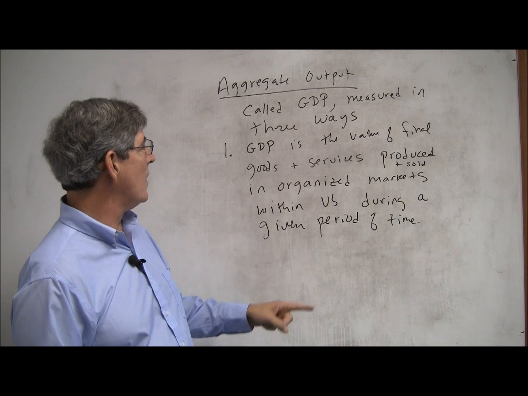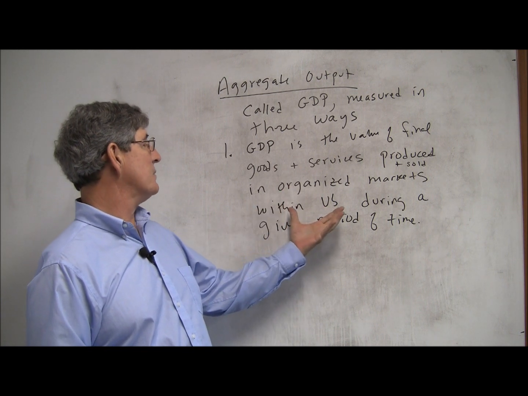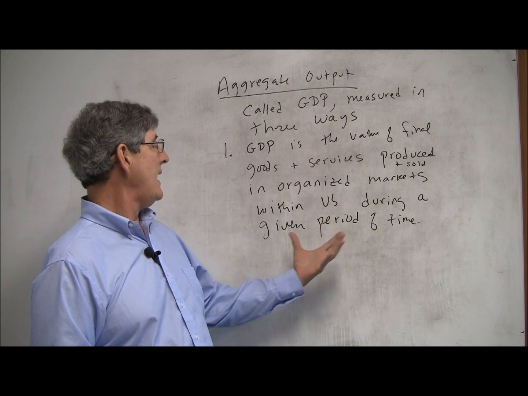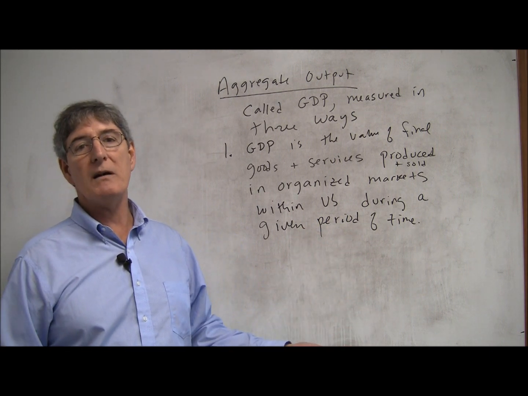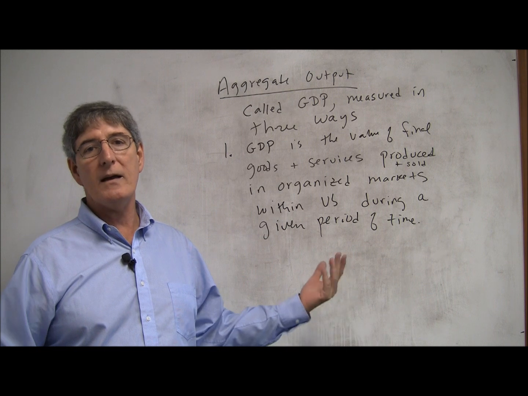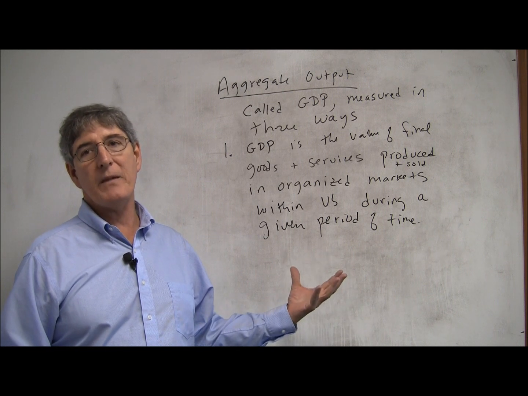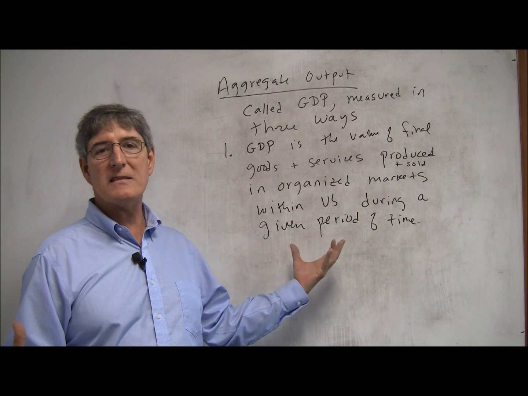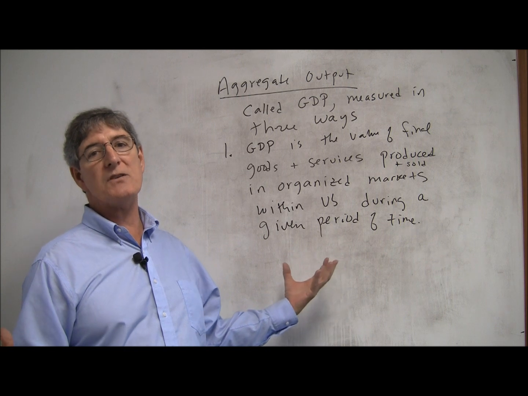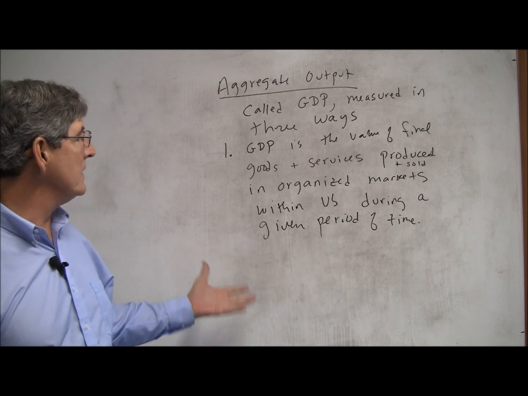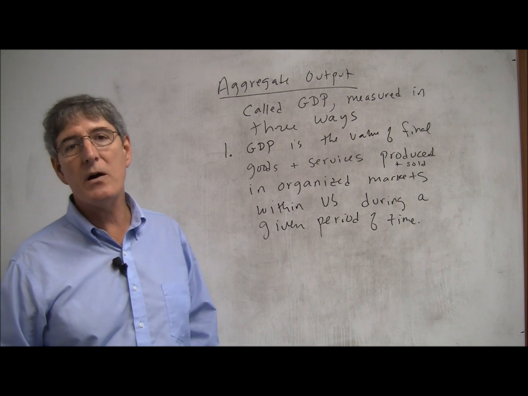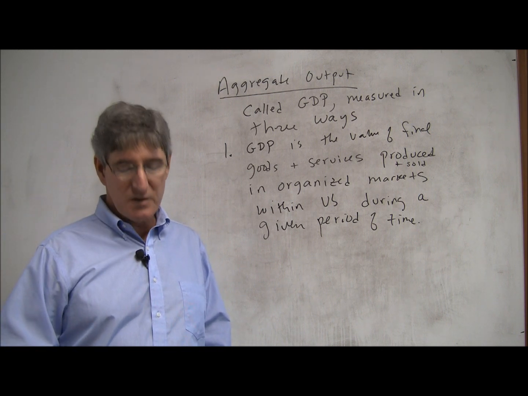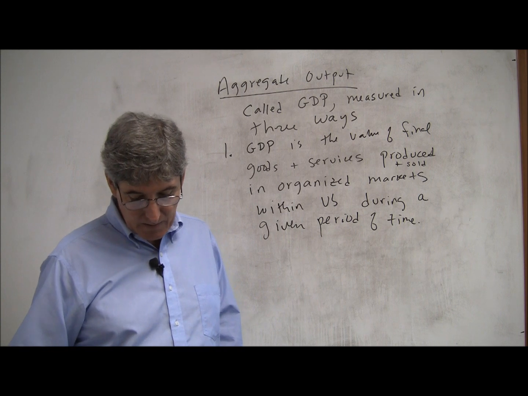So it has to go through an organized market, it's produced within the US borders, and it's a given period of time. You could measure GDP daily, a week, a quarter, a year. We usually measure output either quarterly, that's the most frequent we can get in the national income accounts, or annually, are the most common measures. So here's the amount we produced last quarter, here's the amount we produced last year.